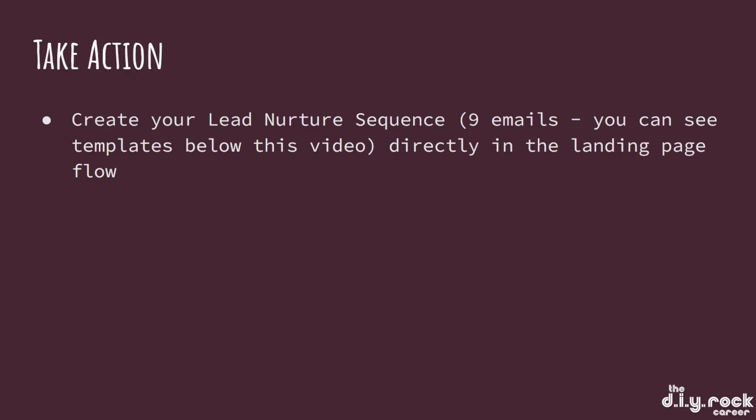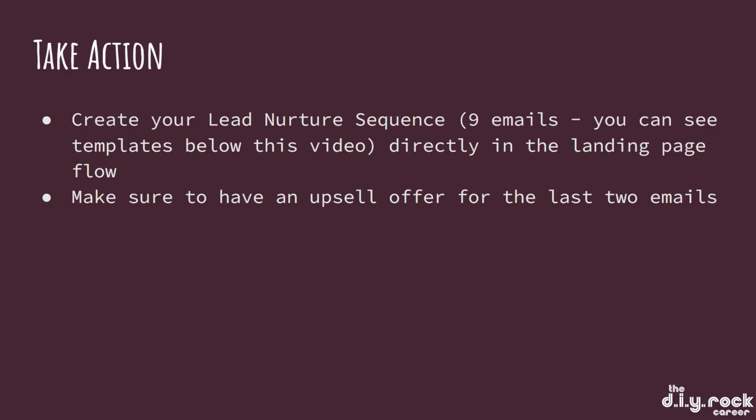But let's go ahead and take some action. So create your lead nurture sequence. So that's the 9 emails. And again, you can see the templates directly below this video and directly in the landing page flow on ConvertKit. And make sure to have an upsell offer for the last 2 emails. Basically, that's a passive income strategy that you can work all the time. So as long as you have something to sell that never goes away, you can make money from this nurture sequence all the time.